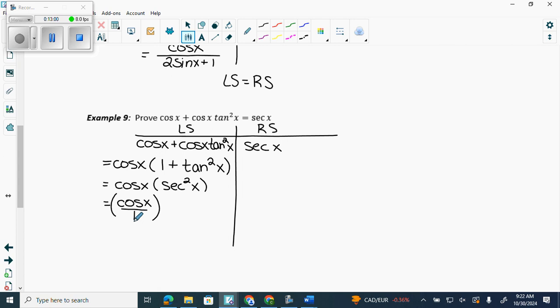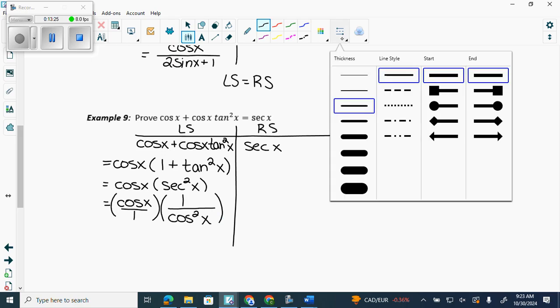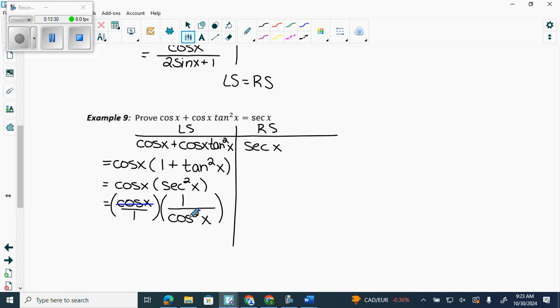I can make the singles be squares. I can't make the squares be singles. These can't become singles. So if I ever have singles, I can only use these. But if I have squares, I can use the whole page. Okay? So, secant squared x is 1 over cos squared x. Monomial, monomial, correct? So, I can cancel off a cos, and I'm left with 1 over cos.